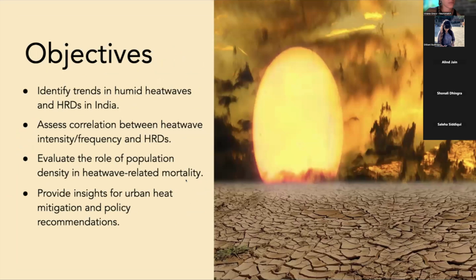The key objectives of our study are, firstly, to identify trends in humid heat waves and heat-related deaths in India. Secondly, we assess the correlation between heat wave intensity, frequency, and mortality rates. Thirdly, we investigate the impact of population density in amplifying heat-related risks. Finally, our goal is to provide actionable insights for policymakers to implement effective heat mitigation strategies.